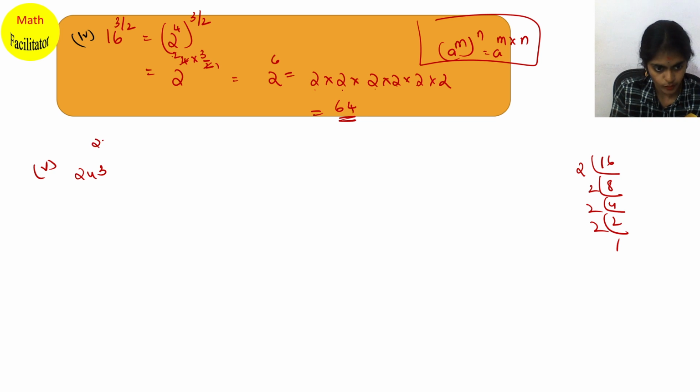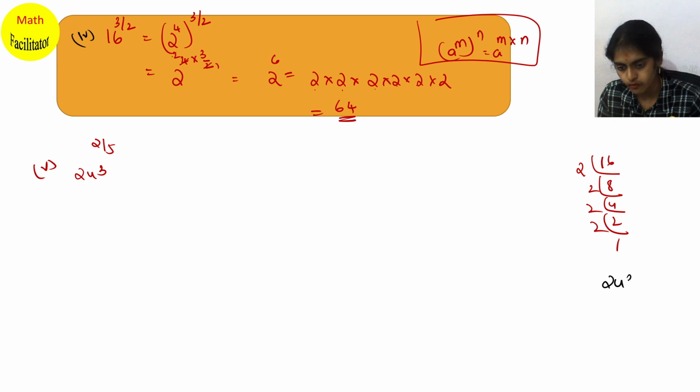243 whole power 2 by 5. Always remember 243 is only divisible by 3. So 243 is divisible by 3. 3 8s are 24, 3 1s are 3.